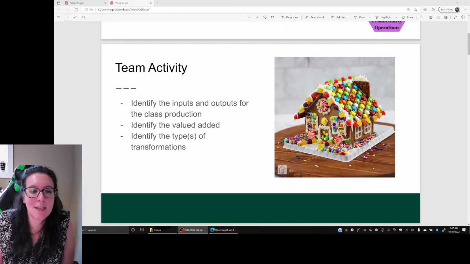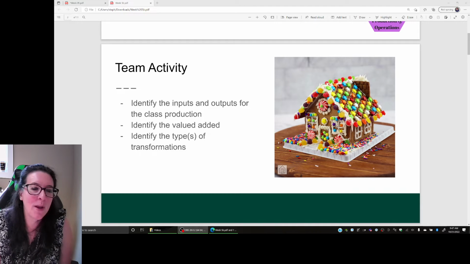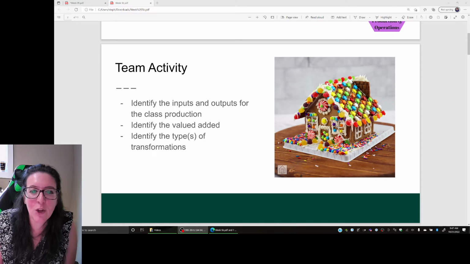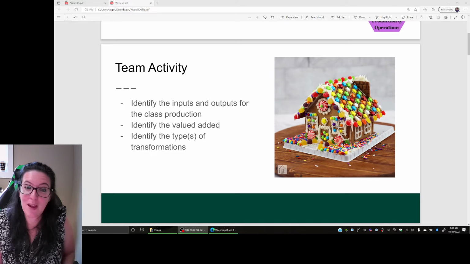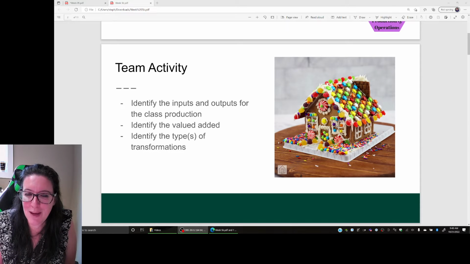We're looking at scientific management and we are looking at managing our operations. We've been referring to a class activity where we're building gingerbread houses. So in our previous videos, we talked about identifying inputs and outputs, looking at the value added. So what is it we are doing for the customer that they can't do themselves, and identifying the types of transformations. So if we think about what were those types of transformations, right?